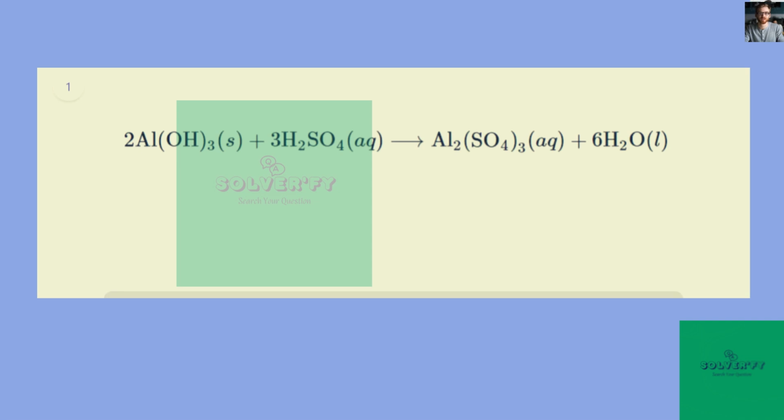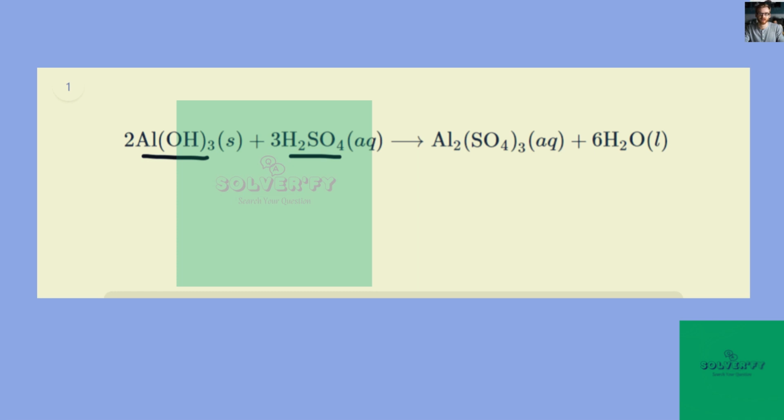So here is our balanced equation for the reaction of aluminum hydroxide with sulfuric acid. In the first part of this problem, we are asked: if 0.5 mole of each reactant, that means 0.5 mole of aluminum hydroxide and 0.5 mole of sulfuric acid is provided, then which one is the limiting reactant? The limiting reactant is the reactant that will be completely consumed.